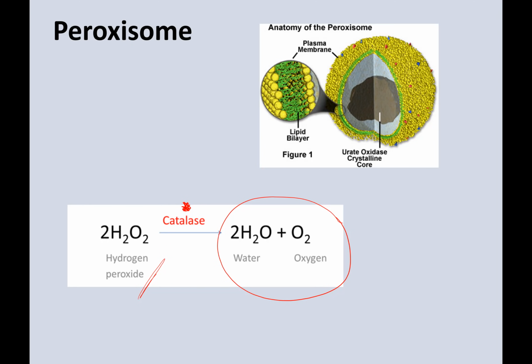Another characteristic of peroxisomes is that in certain organisms you can see this urate oxidase crystalline core. So it's this enzyme that crystallizes inside. What's super interesting is this enzyme is not in humans or primates, so non-human primates as well.